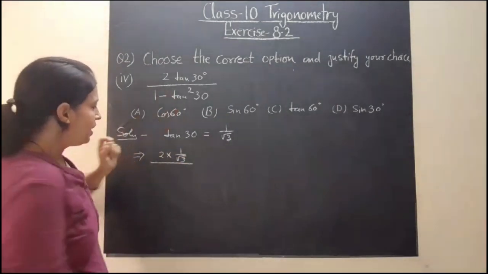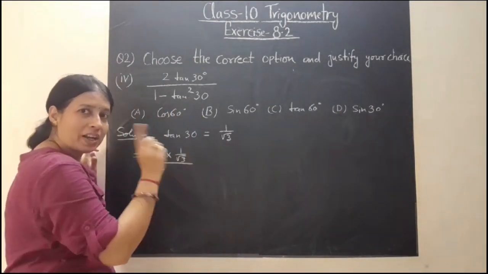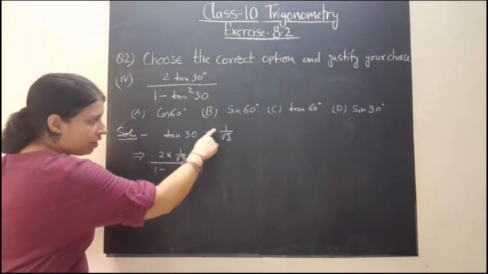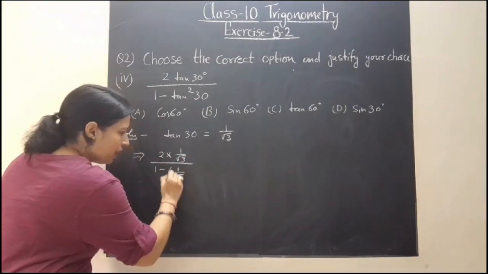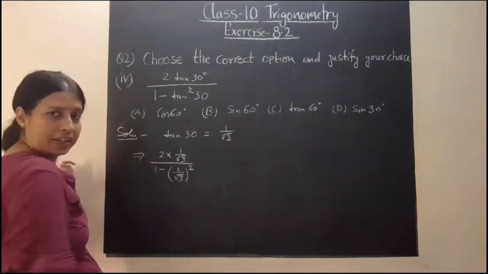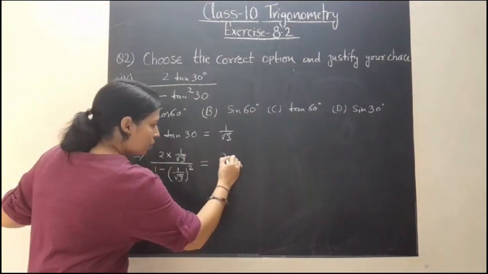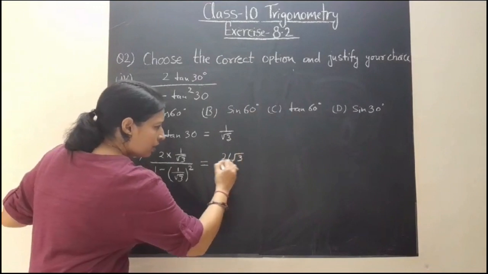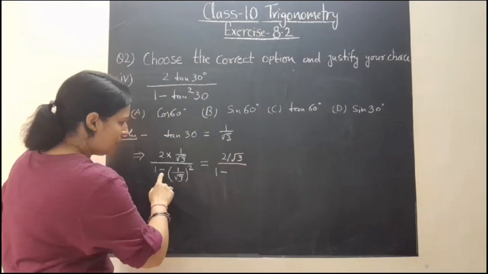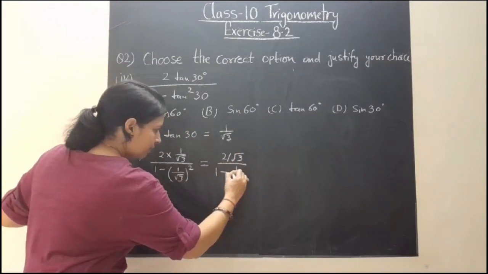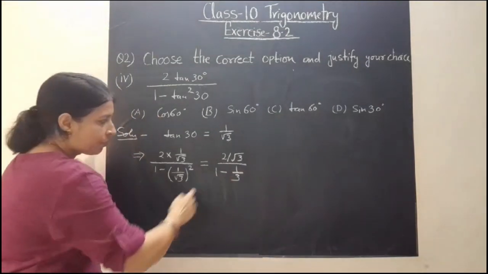Then divided by 1 minus tan square 30. So the square of tan 30 degree. Tan 30 degree is equal to 1 by root 3. So write here 1 by root 3 and square it. Then write here it will come 2 by root 3, and here it is 1 by 1 minus 1 by 3, because the square of root 3 will be 3.